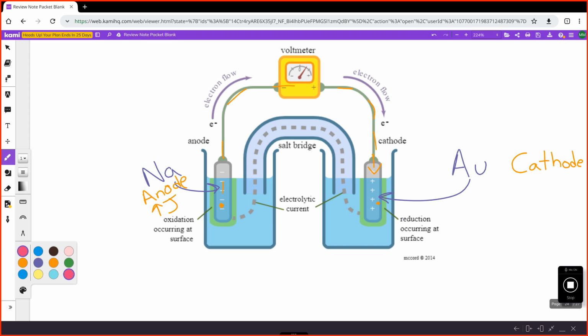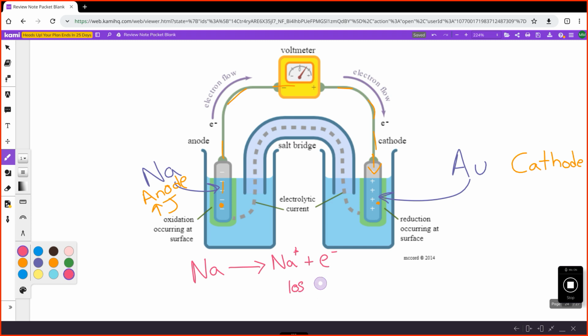The sodium anode is being oxidized. So I know that I'm going to be creating sodium ions, because I know that I'm losing an electron. This is a half reaction that shows oxidation.